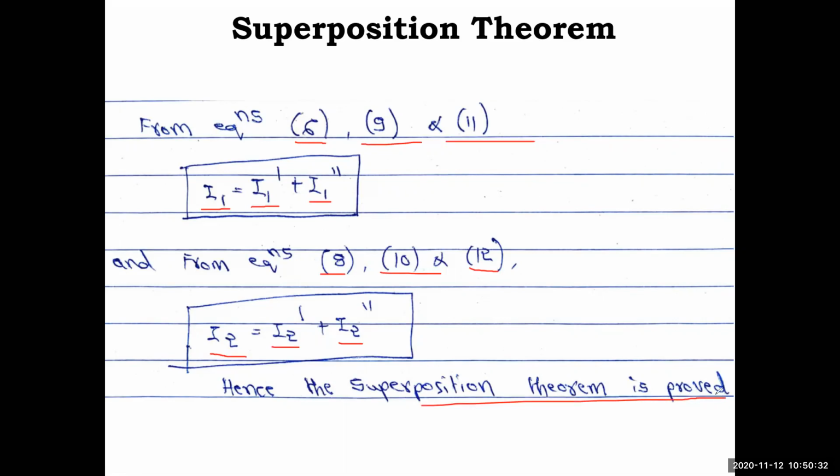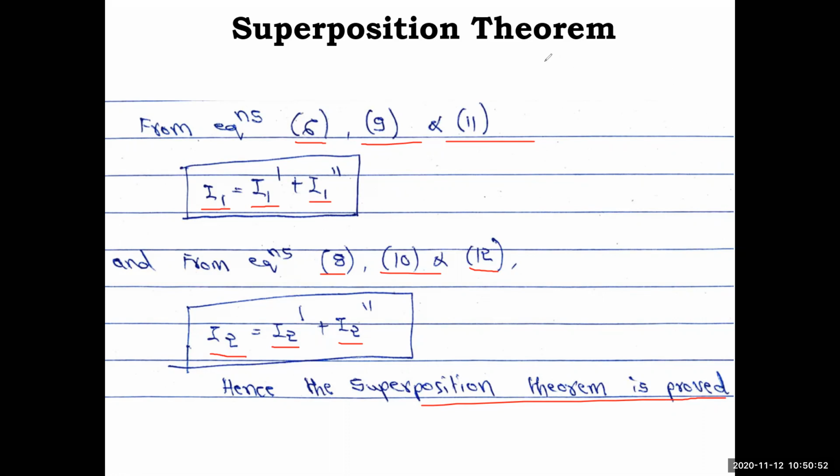In the exam they will ask either a problem or a proof. Out of the 5 theorems, any proof they can ask, and any of the problems they can ask. That's why we need to go through both. For each of the theorems, you have to go through the proof and also the problems. Clear? So this is about the superposition theorem proof.